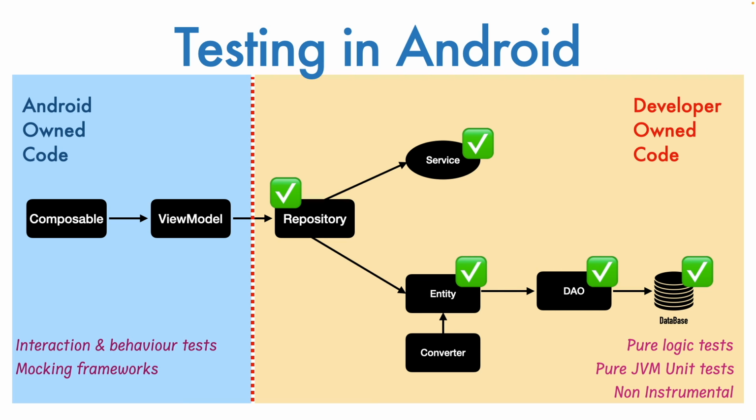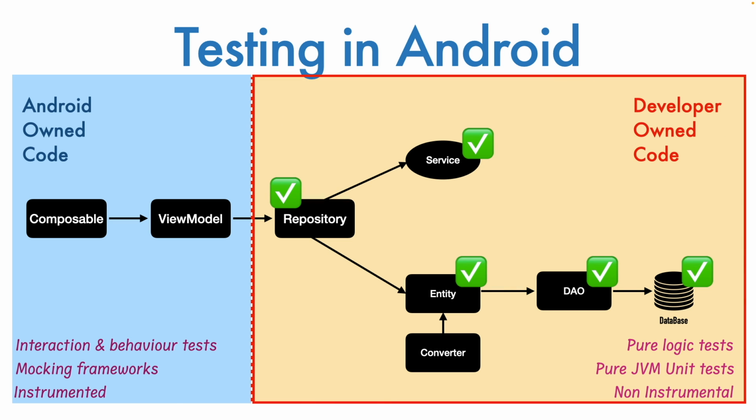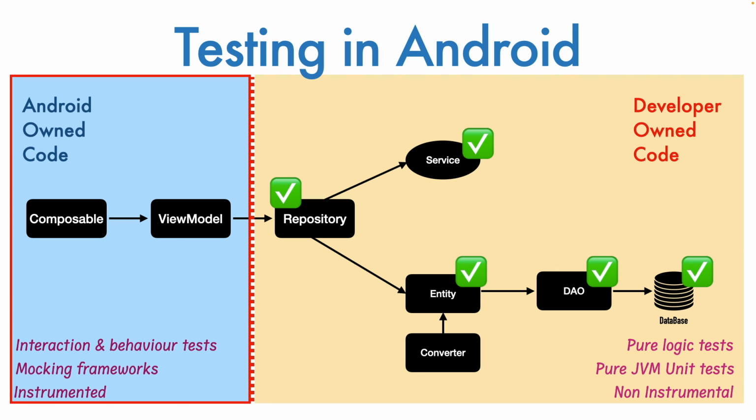And these are once again instrumented tests. They are not pure JVM tests. So all these days, our focus was on the right hand side of this separation, where we were writing pure logic tests, pure JVM unit tests, and non-instrumented tests. But in the upcoming videos, our focus will shift towards testing Android owned code, where our approach will be slightly different. Of course, we will be doing the testing, but we will be testing different things than what we were testing earlier. So stay tuned for the next video.